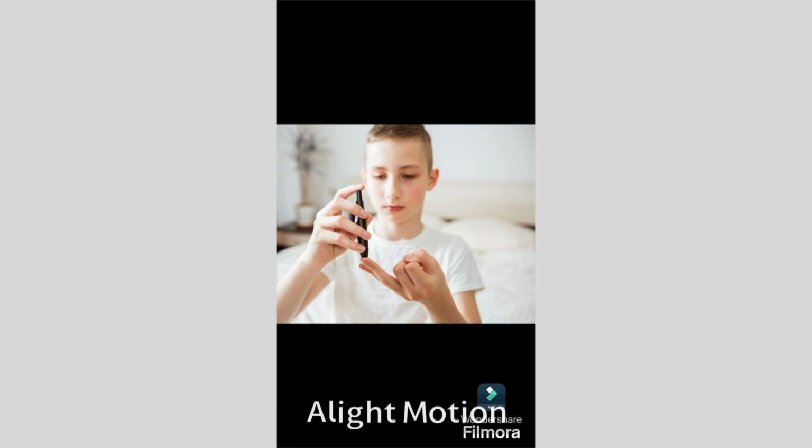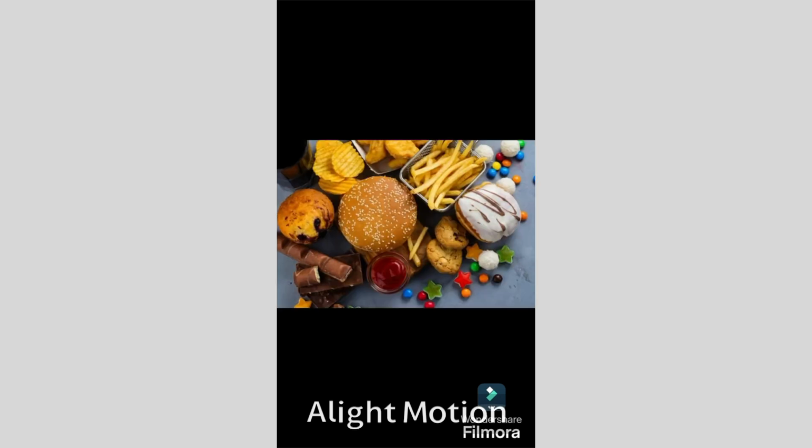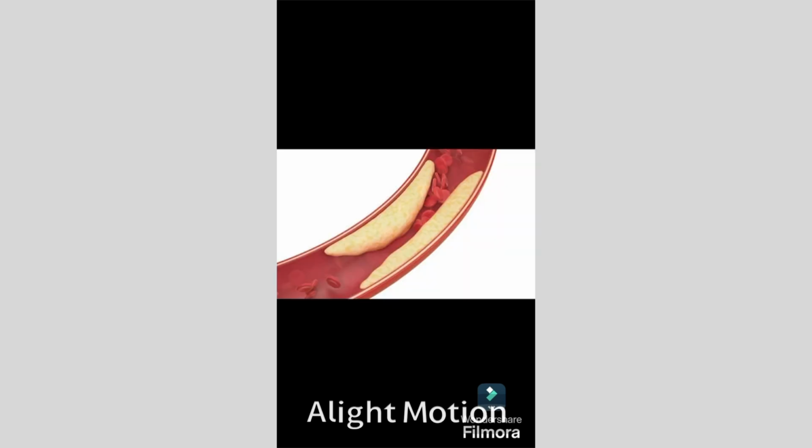Diet plays a crucial role too. Eating a diet high in processed foods, sugary drinks, and unhealthy fats can lead to weight gain and increase the chances of developing diabetes. A poor diet can also make it harder for your body to process sugar efficiently.